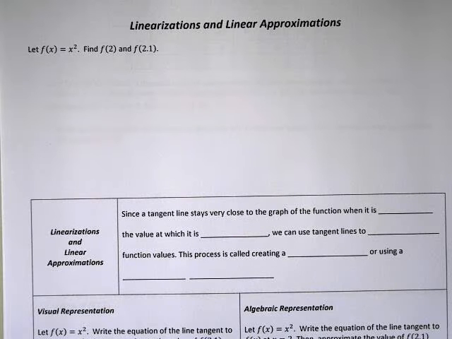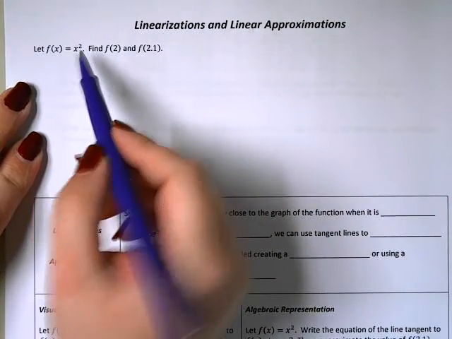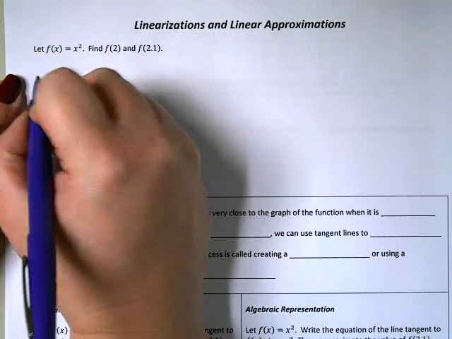Hi everyone, so we're moving on to linearization and linear approximations. This is an application of derivatives, just like the mean value theorem was. Before we dive into what linearization is, we're going to quickly look at this example, which tells us that f of x is x squared, and they want us to find f of 2 and f of 2.1. This isn't anything that you don't know how to do.